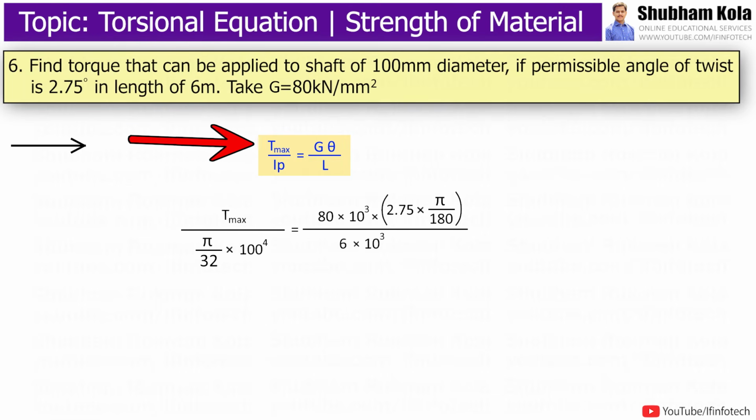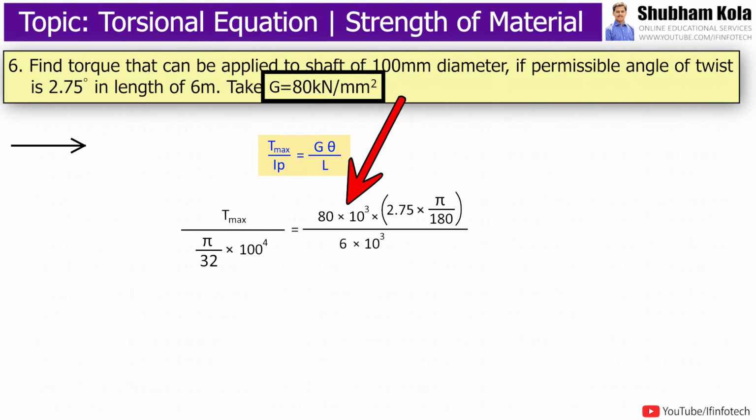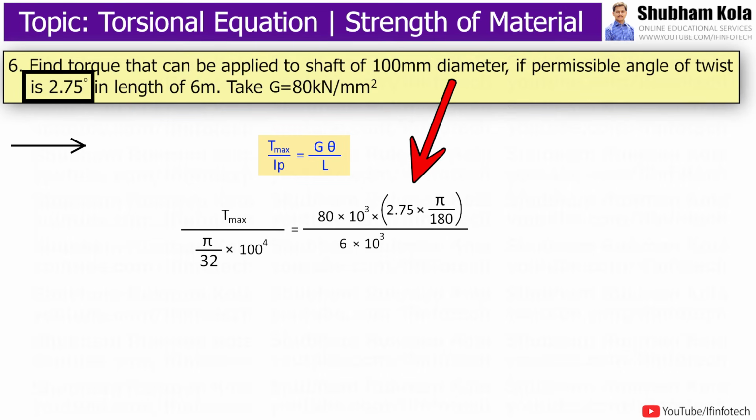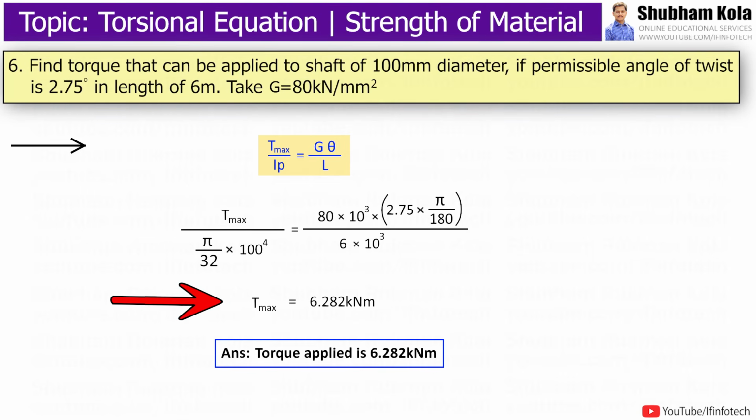Therefore the equation is T upon IP is equal to G theta upon L, where polar moment of inertia IP is pi by 32 into d raised to 4, where d is the diameter of the shaft given in the problem, that is 100 raised to 4. Here modulus of rigidity is 80 into 10 raised to 3 and angle of twist is 2.75 into pi by 180 in radian, and length is 6 into 10 raised to 3 mm. Therefore I calculate torque as 6.282 kN meter.